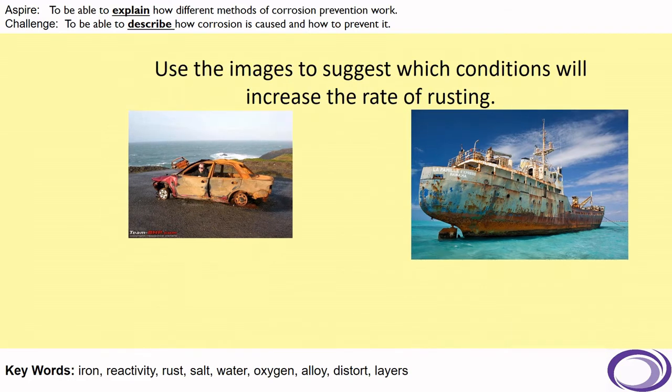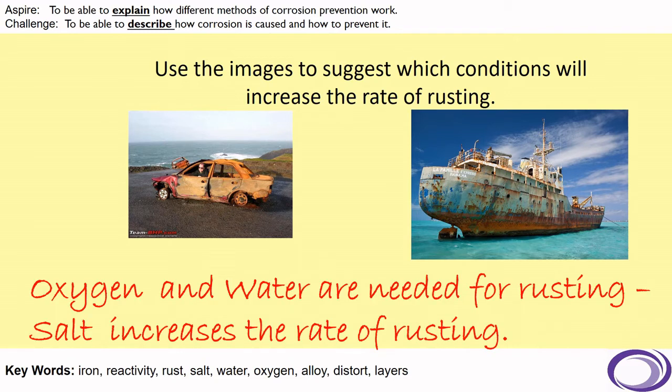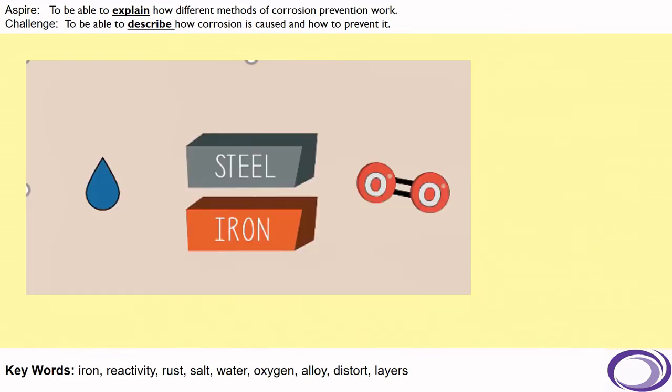Okay, so you may have noticed that both images are actually near the coastline and one of the images is actually inside of the sea. That is because salt is a catalyst for rusting. Oxygen and water are needed for rusting, but salt will increase the rate of that reaction. I'm going to insert a video here that explains this in some really good detail.